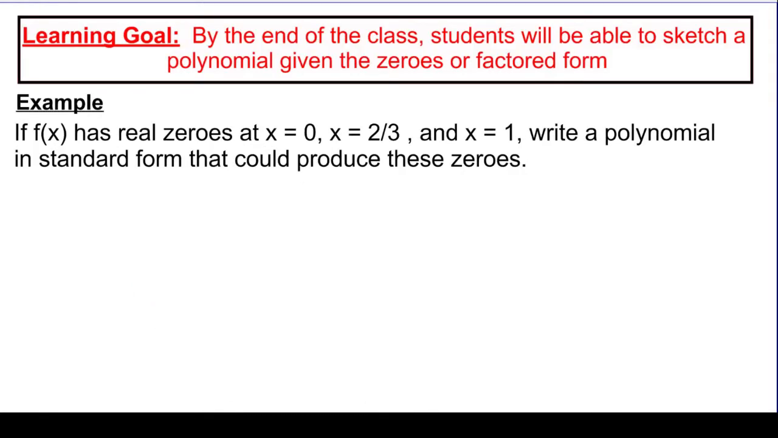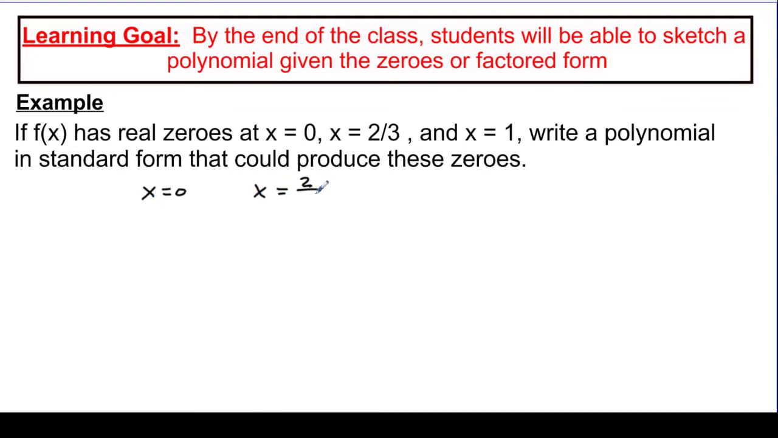So if I had x equals 0, x equals 2/3, and x equals 1, same basic process, right? Here's the catch, though. X equals 0 is done. I don't have to do anything with that. It's already set equal to 0, which means x is a factor. Okay, so we'll see that in a second.